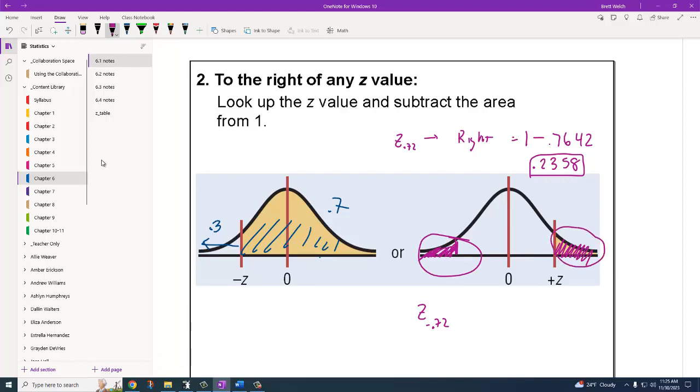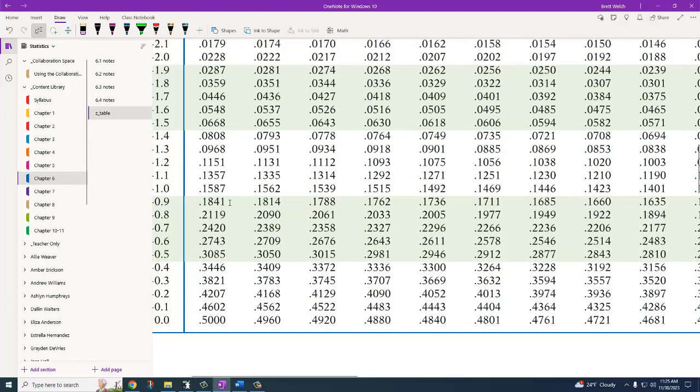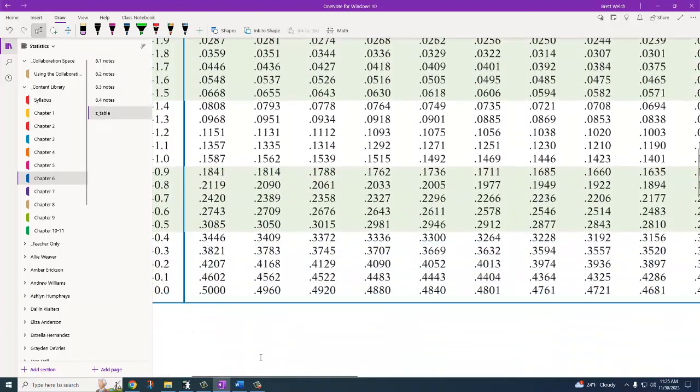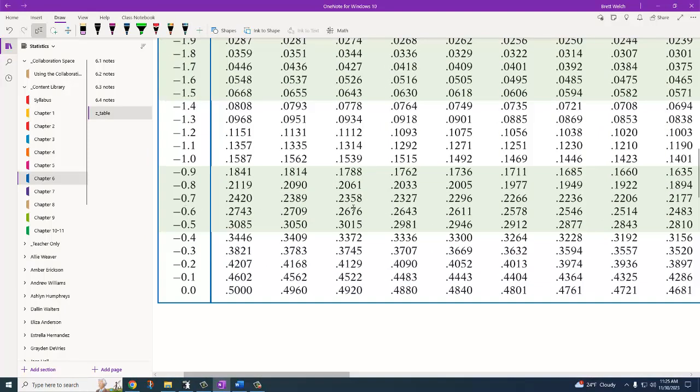So if I were to go and look at that z table for negative 0.72, I'm going to come up here, negative 0.7, and then 2 is going to be, because it's 0.0, 0.1, 0.2, and there's that number, 0.2358.